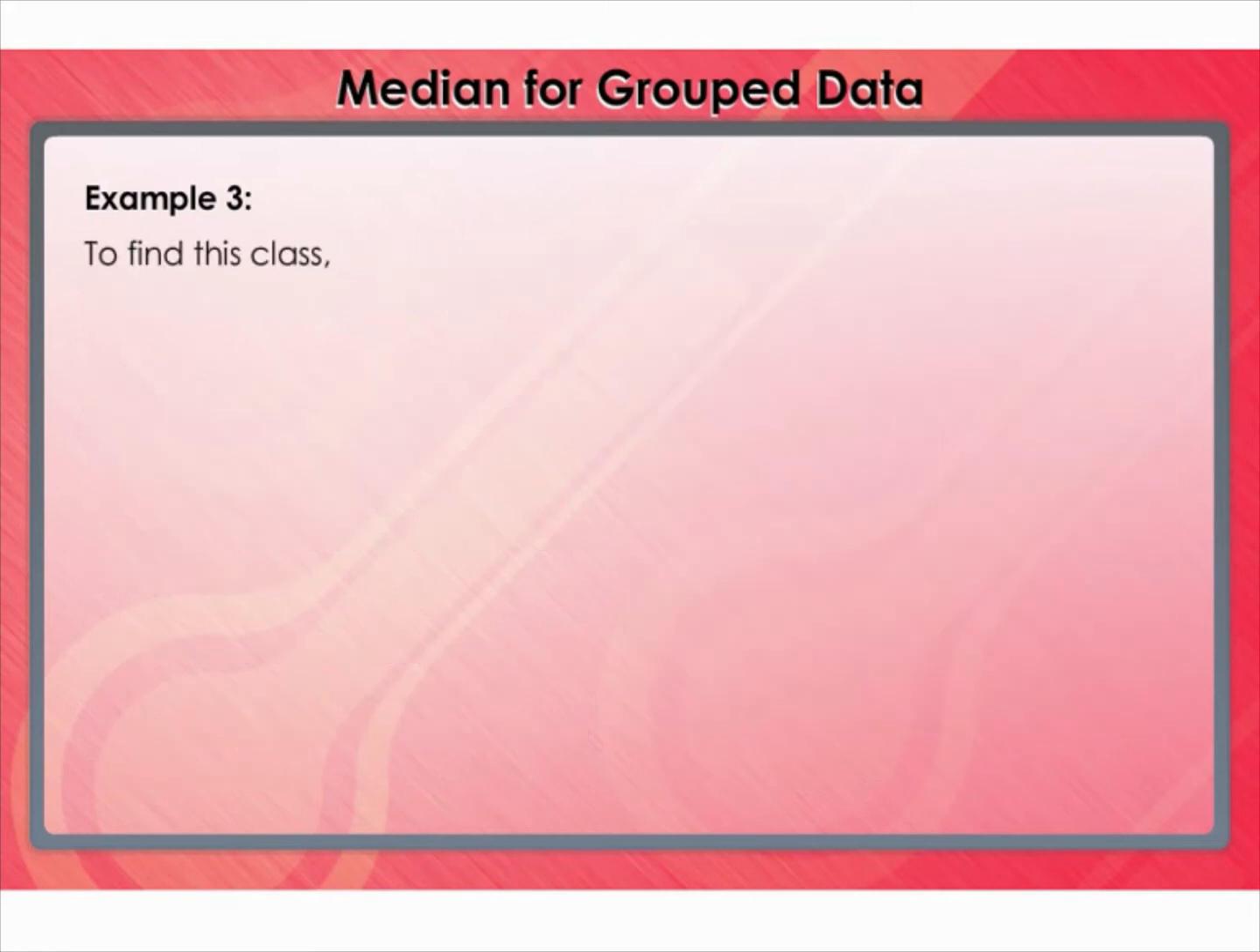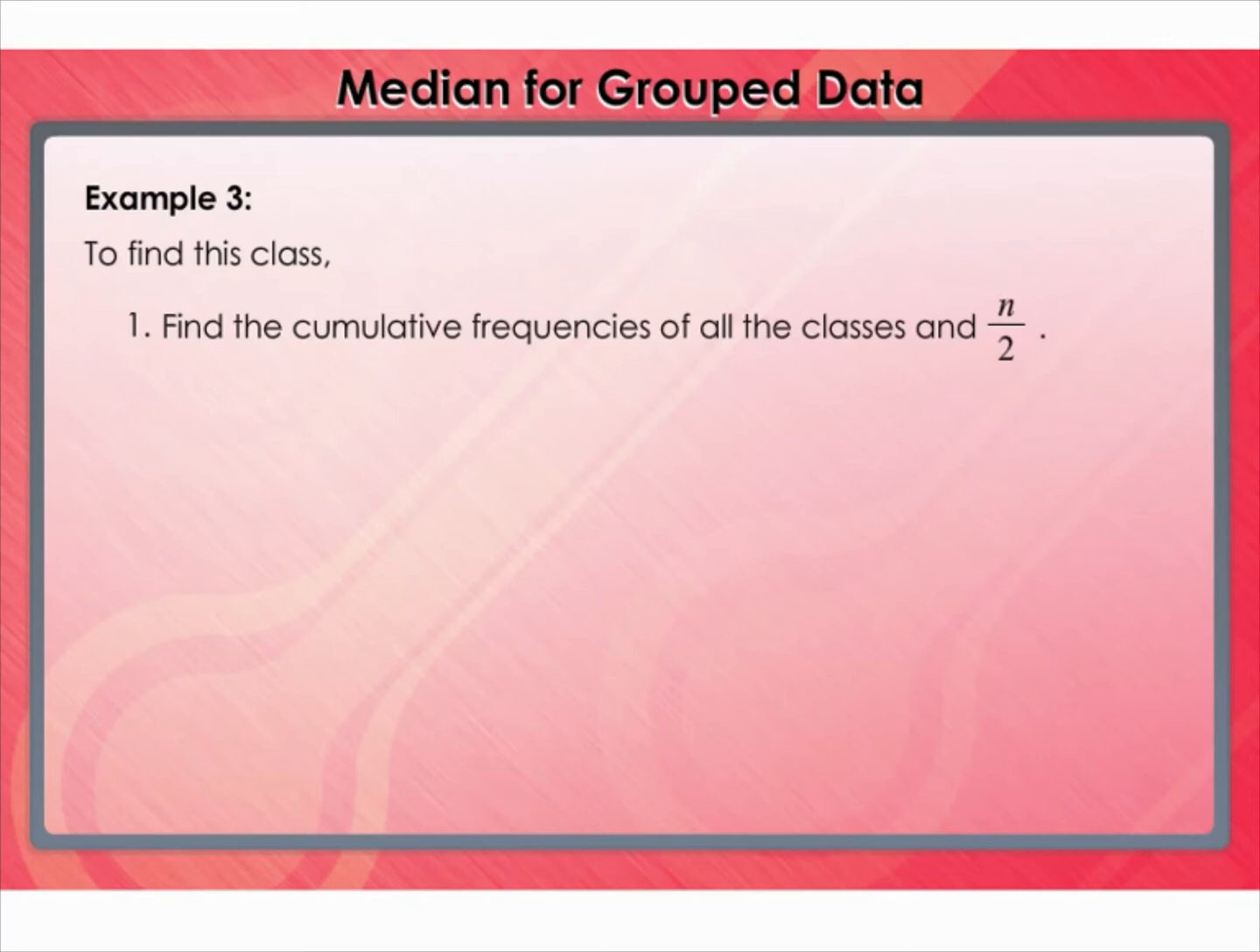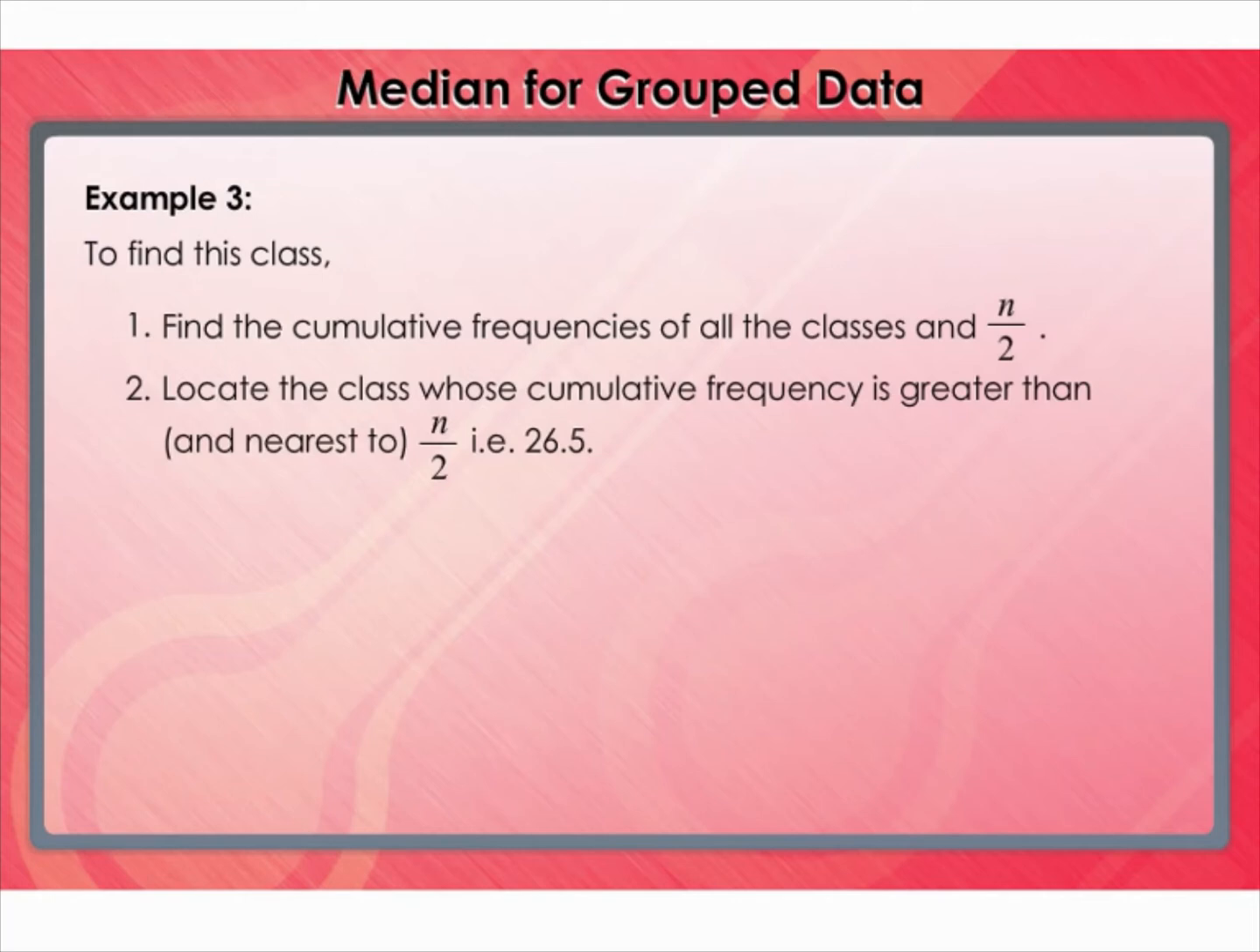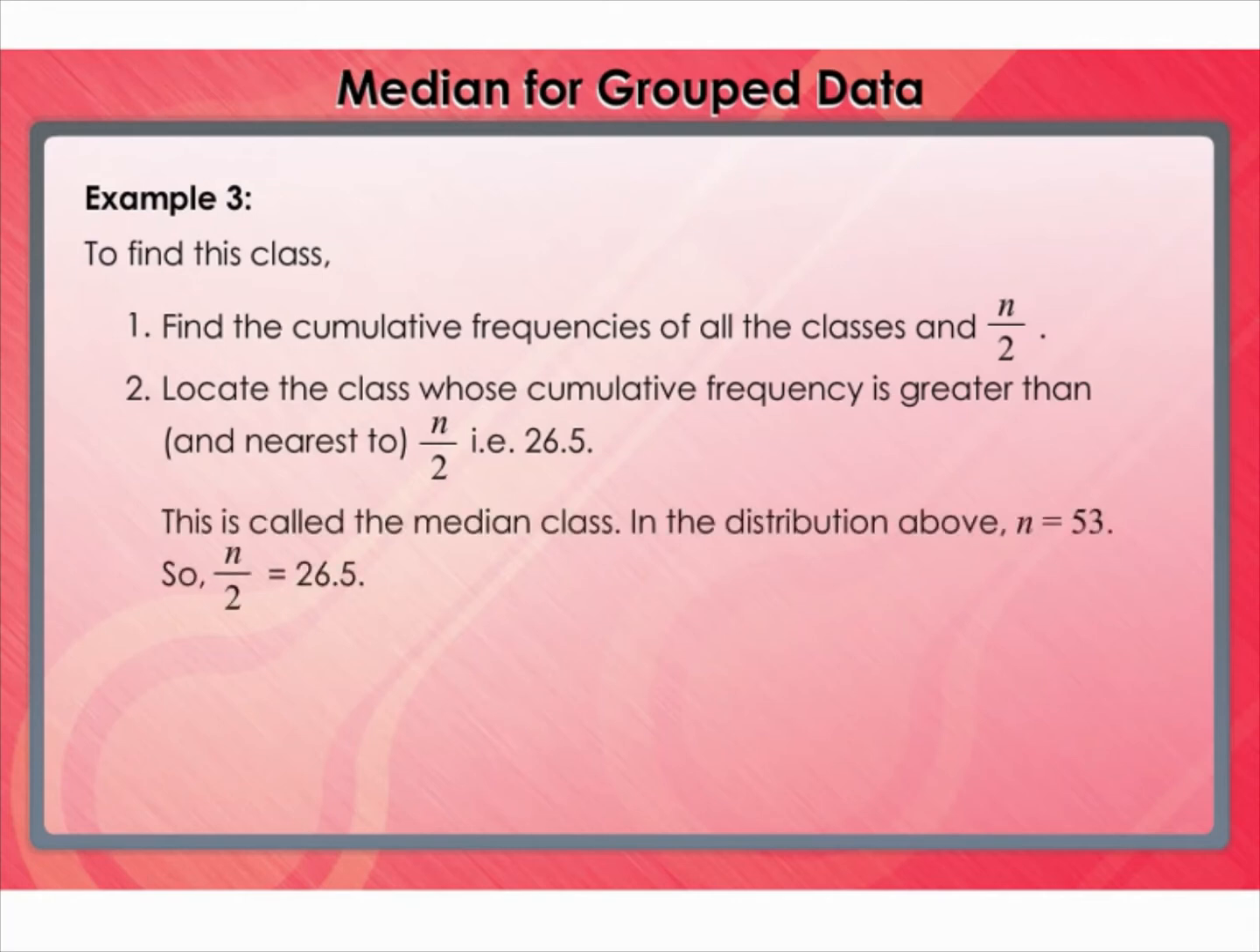To find this class: 1. Find the cumulative frequencies of all the classes and n by 2. 2. Locate the class whose cumulative frequency is greater than and nearest to n by 2, that is 26.5. This is called the median class.